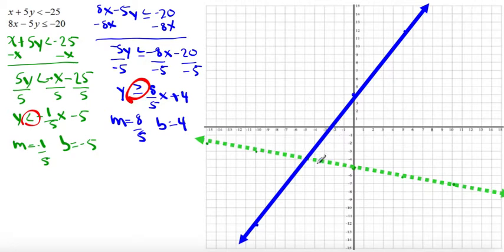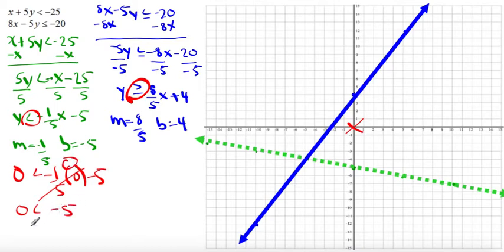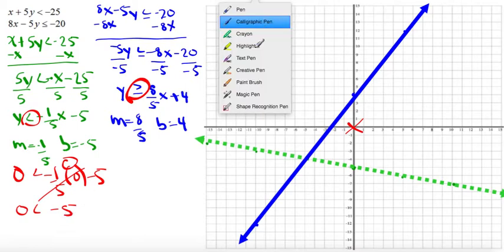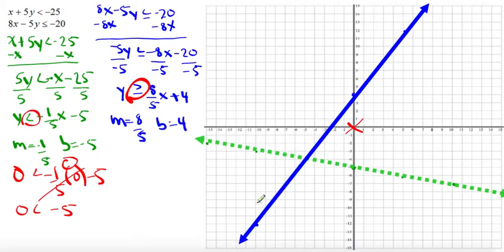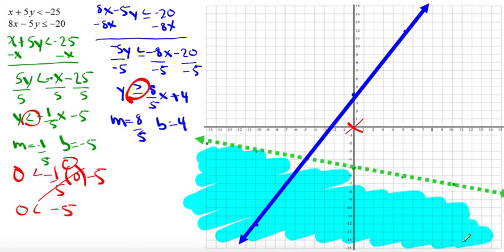Going back to the green line, I have to figure out if I shade above it or below it. I'm going to test the 0, 0 point to see if it's a solution. So is 0 less than 1/5 times 0 minus 5? 1/5 times 0 is 0, 0 minus 5 is negative 5. 0 less than negative 5, that is not true. So I have to shade everything below the line, which doesn't include the 0, 0 point. So shade everything below the green line.